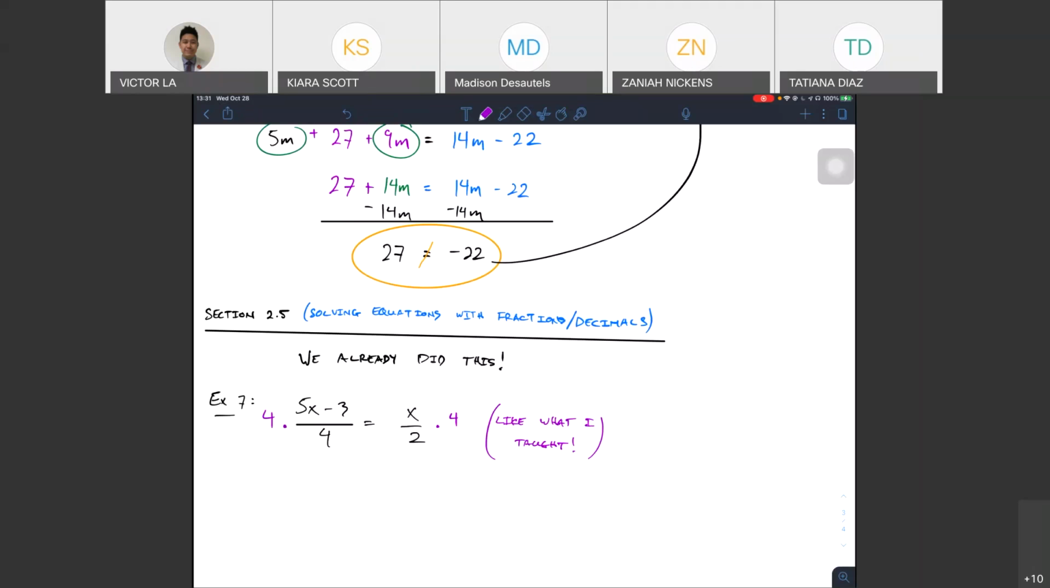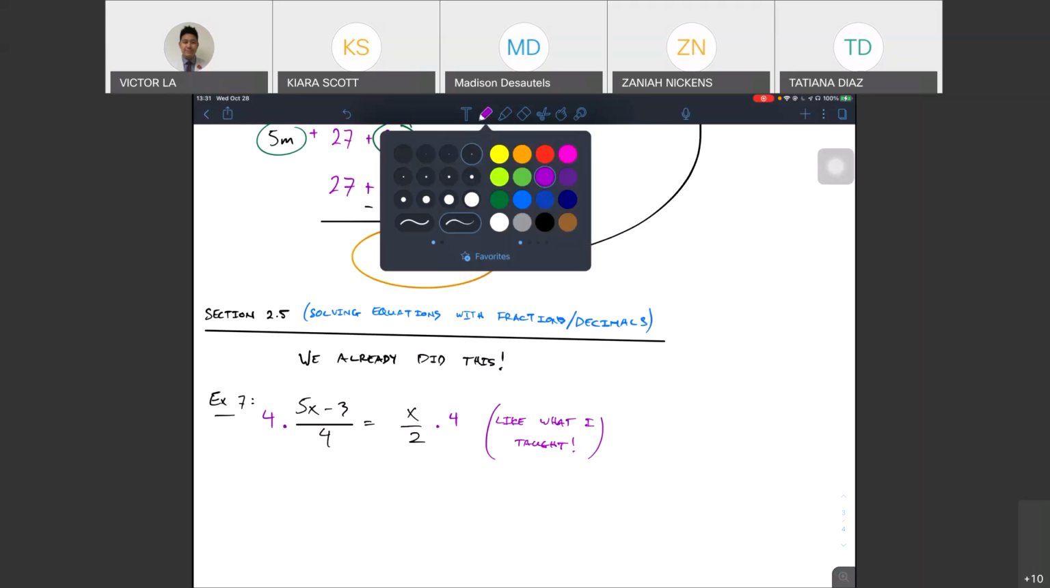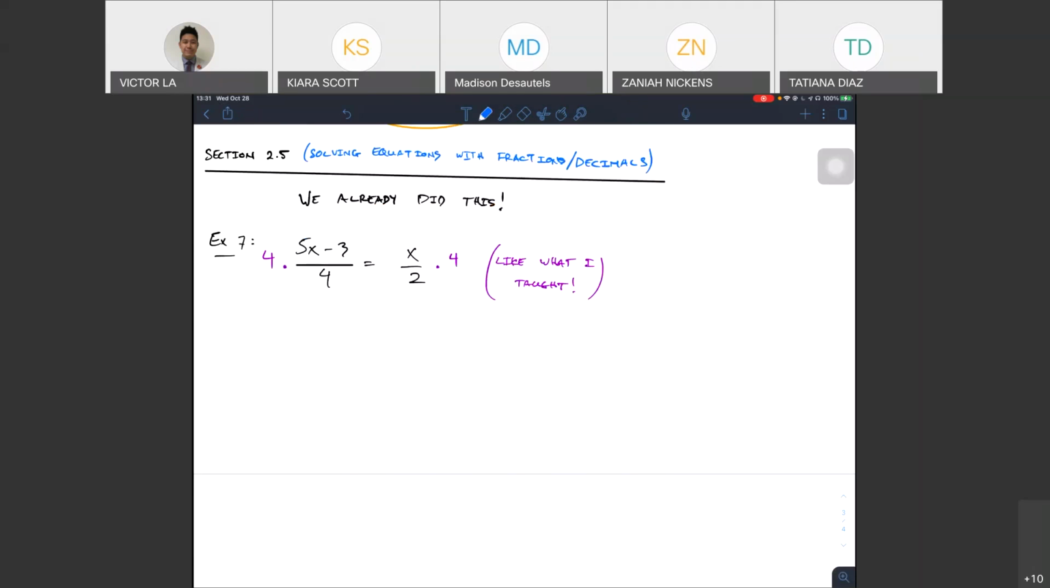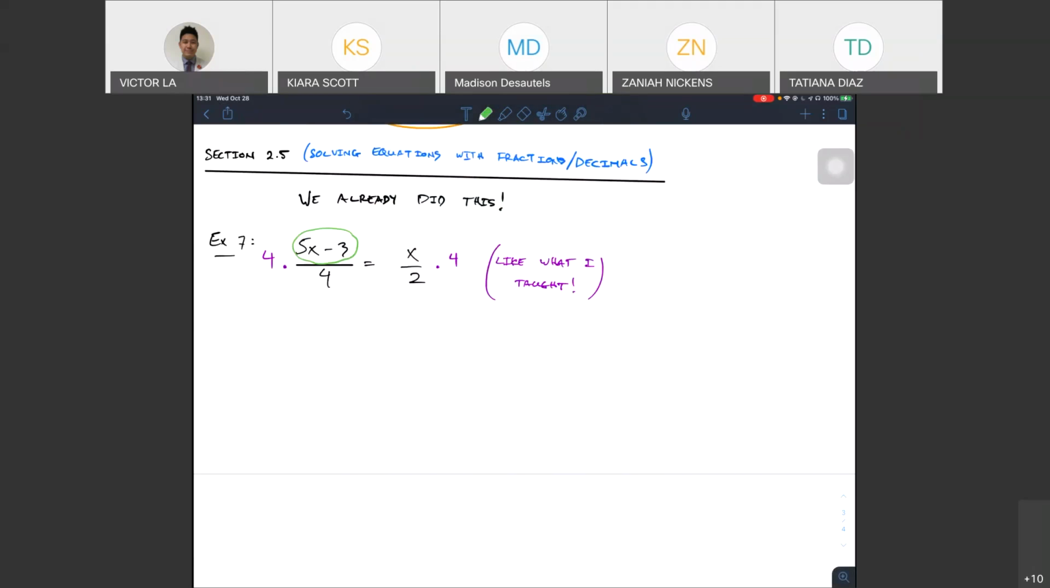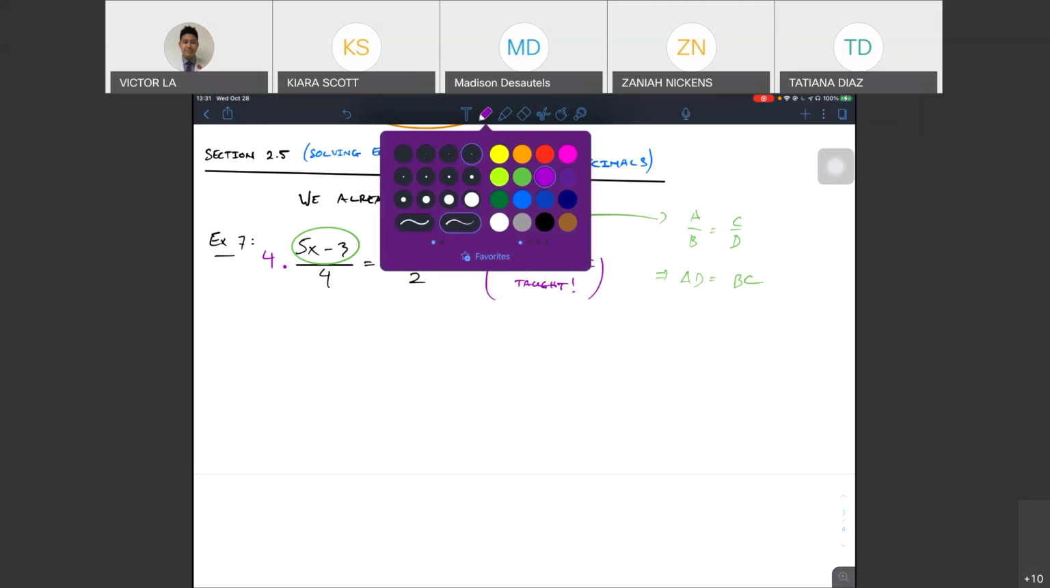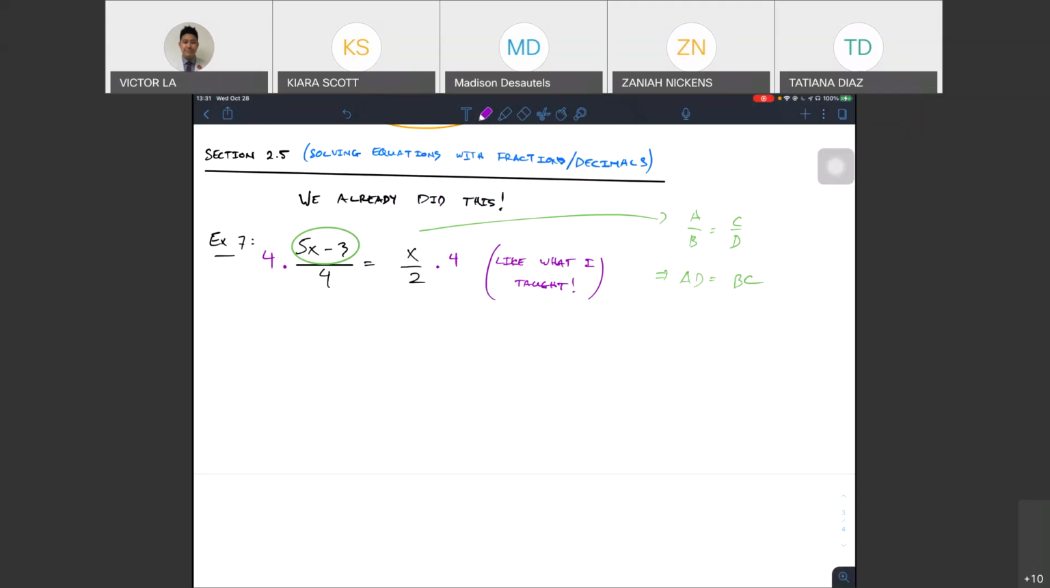Awesome. So you actually have two options when you look at an equation like this, because even though you can see that this term is a little bit more complicated, it doesn't matter. This is still A over B equals C over D, which implies that A times D equals B times C. So if you did what I taught with the purple 4, you'll see that the left side cancels to 5x minus 3, and then it's equal to 2x. And then you just solve.